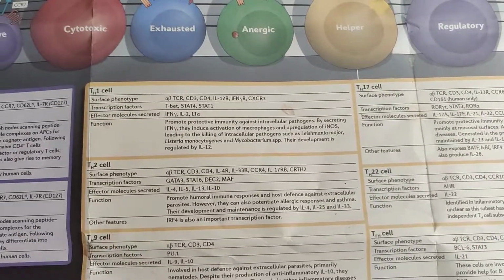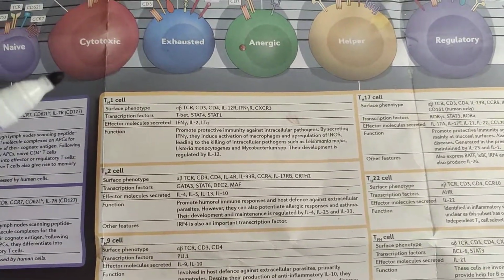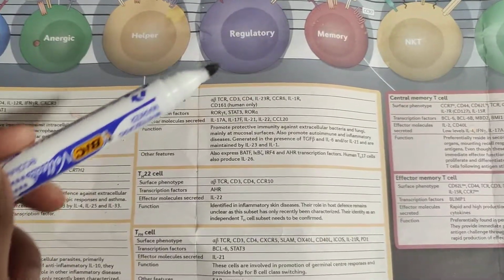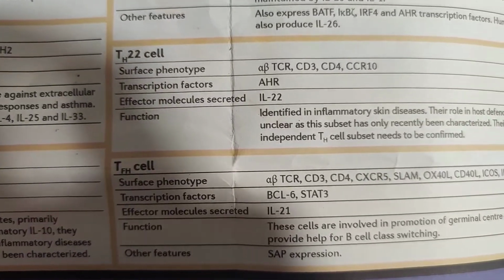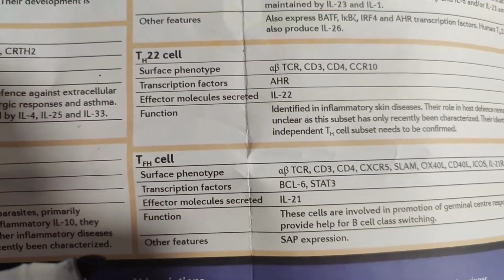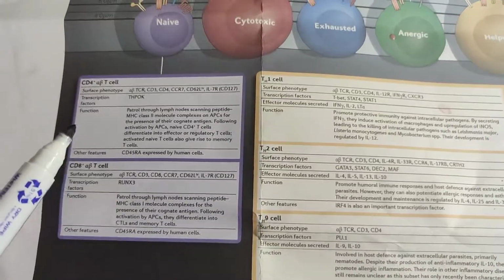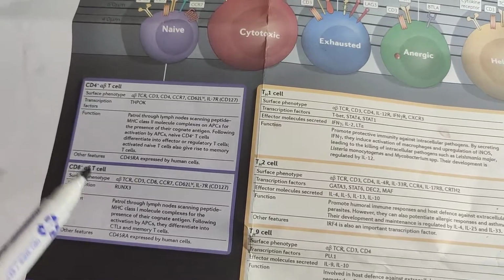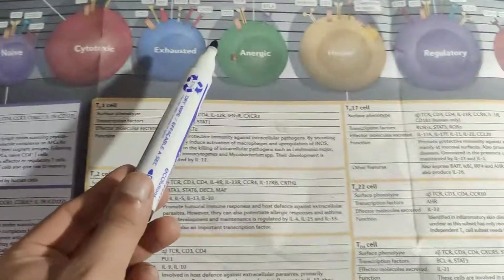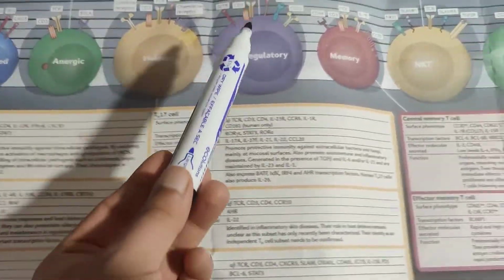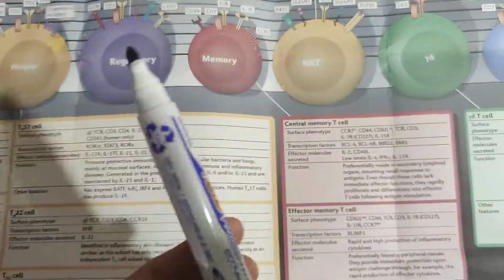Then you've got three different versions: TH9, TH2, TH1, and then TH17, 22, and then lastly TFH. So it's 6 different kinds of helper cells. Two kinds of CD4, 3 kinds of CD8. Then you've got the exhausted and anergic version as well. The regulatory ones, 3 different kinds. NKT cells, you've got 1 to 2 kinds.